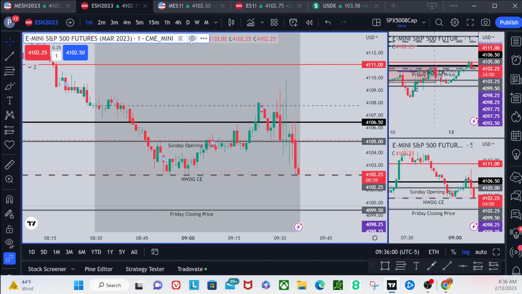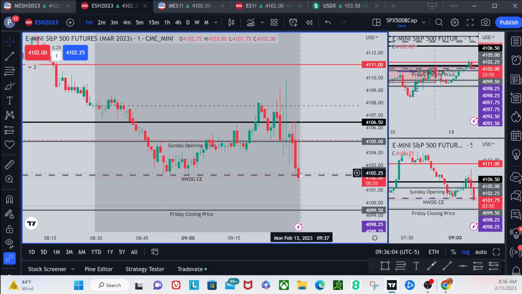Okay, we trade back to consequent encroachment of the new week opening gap. Does it want to drive underneath that aggressively and expand down into 4099.50?